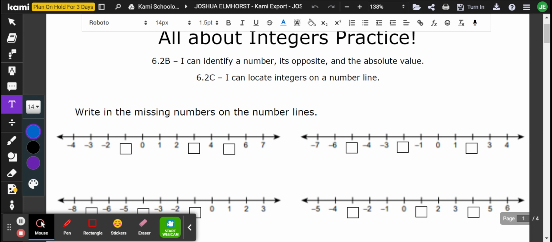We're going to look at TEKS 6.2b and 6.2c, and we're going to identify a number, its opposite, and the absolute value, and we can also locate integers on a number line.